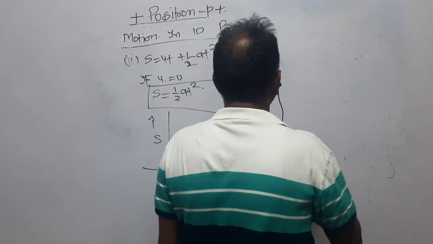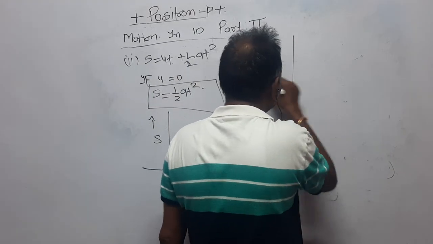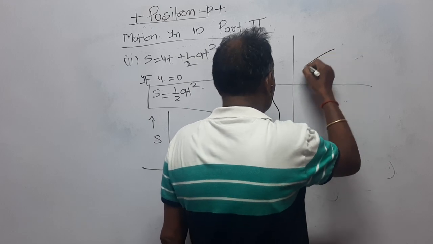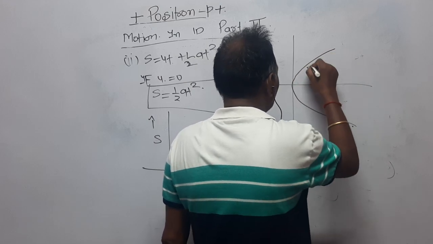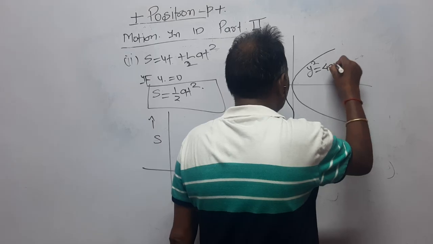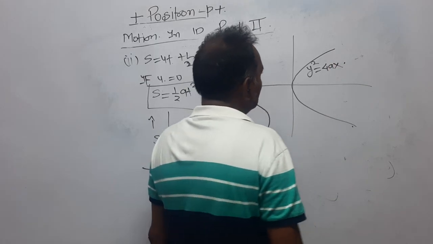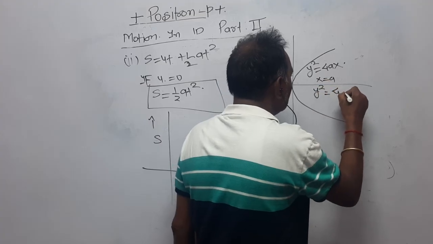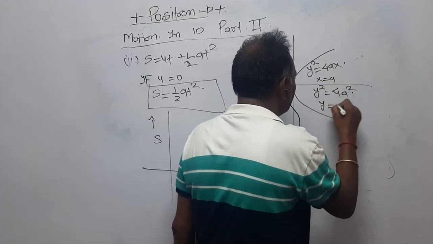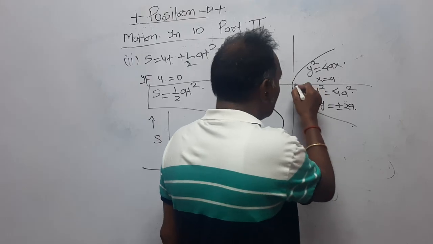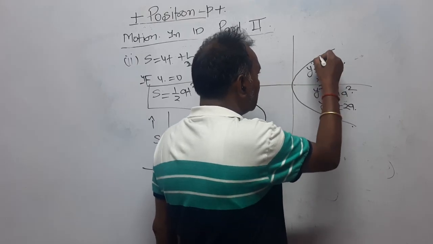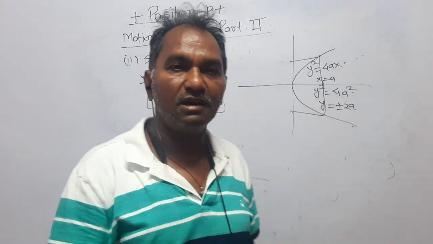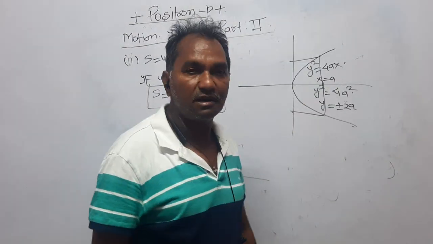The standard equation of a parabola you can write like this: y square equals 4ax, right? If x equals a, then y square equals 4a square and y equals plus minus 2a. Means for the single value x equals a, y has two values. In this way I have tested whether my graph is right or not.